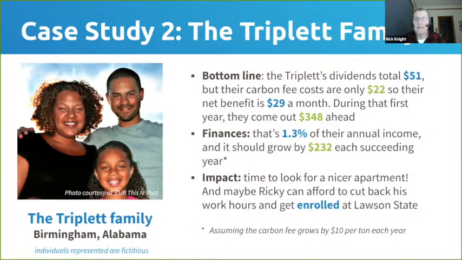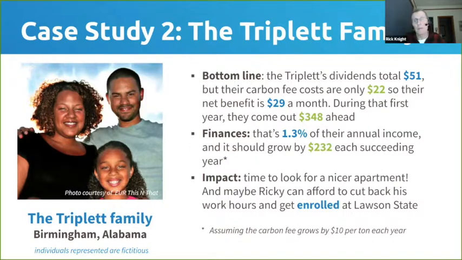Remember, Ricky gets an adult dividend just like his mom. Their carbon fee costs are only $22, so they come out $29 ahead each month. And that $348 for the year adds 1.3% to their income and should grow, as I explained before, by 2/3 of that amount in succeeding years. Sounds like it's time to look for a nicer apartment.